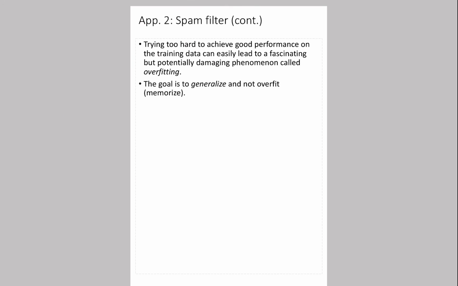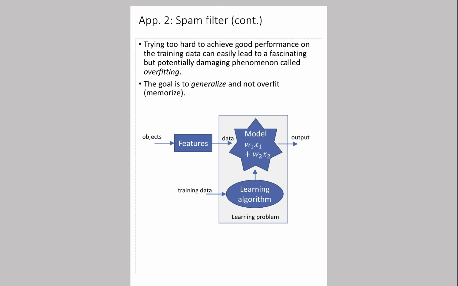We don't really care that much about the performance on training data. We already know which of those emails are spam. It is important to keep in mind that good performance on training data is only a means to an end, not a goal in itself. What we care about is whether future emails are going to be classified correctly. Trying too hard at achieving good performance on training data can easily lead to a fascinating but potentially damaging phenomenon called overfitting. The goal is to generalize, not to overfit or memorize.